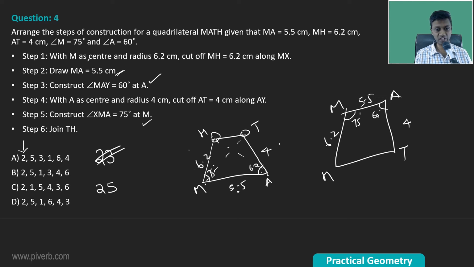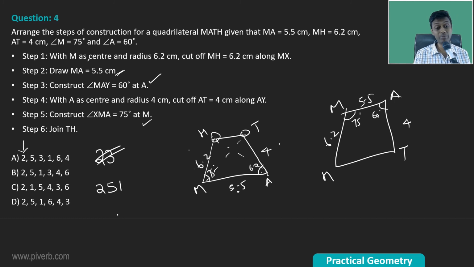We're constructing this angle. Then what will we do? We'll cut off from M 6.2 centimeters and locate H. With M as center, radius 6.2, cut off MH equal to 6.2 centimeters along MX. This is XMA. So 2, 5, 1. Then what will we do?